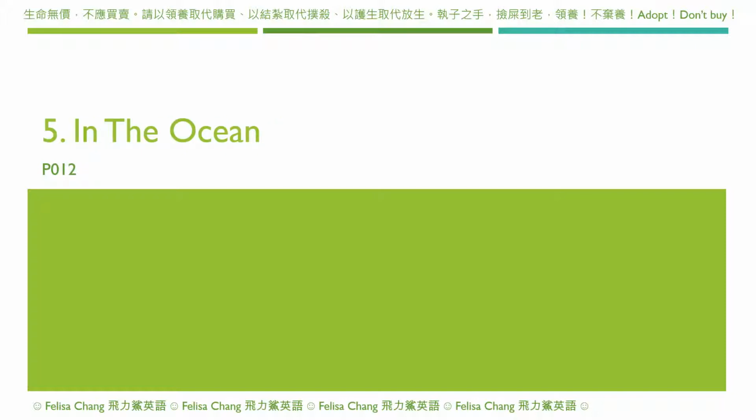Chapter 5. In the ocean. You can see some amazing animals in the ocean. Here's a seal. The seal lives in the ocean and on land. When it swims in the ocean, it puts its head out of the water to get air.